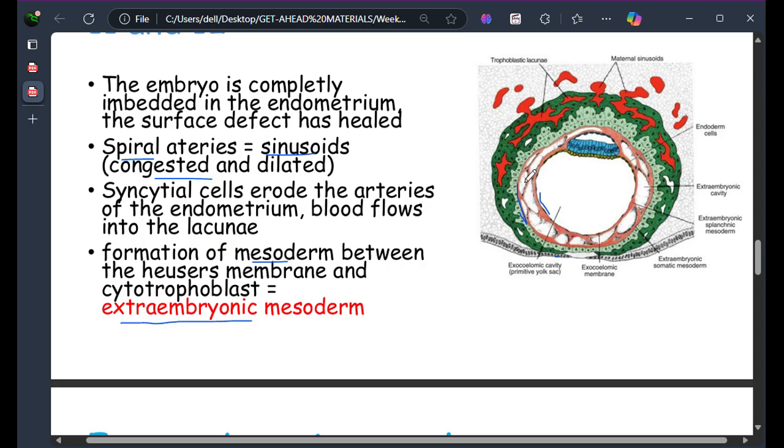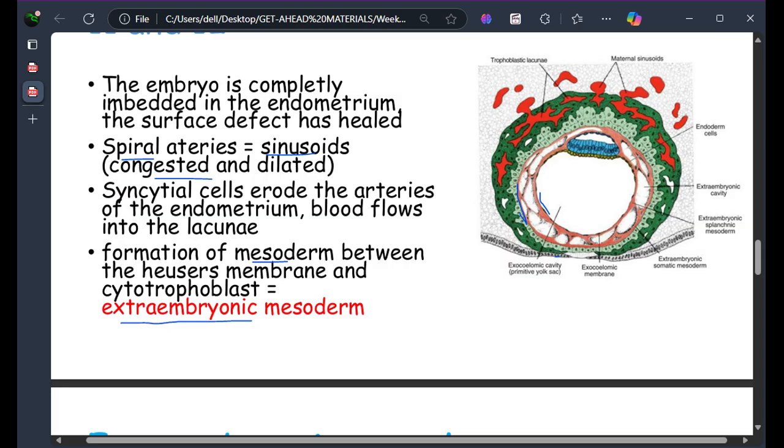So, in between the Heuser's membrane on the inside here and the cytotrophoblast, you're going to find a mesoderm being formed, another type of tissue. So this tissue is now being called the mesoderm, and it will be called extra embryonic mesoderm. The reason we have to be specific is that once we reach week 3, there are other types of mesoderms that will be present. At that point, that mesoderm starts to have spaces in between it as well.